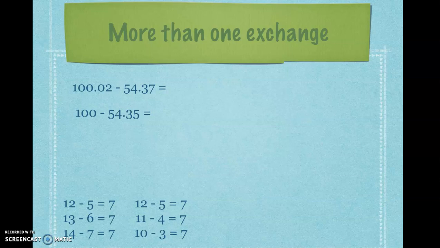And then I'm going to work it out mentally. And this time I will use a counting up strategy. So I'm going to count to my next whole number, which would be 65 hundredths, or 0.65. So I would now be at 55. And then from 55 to 100, I would count on 45. So my answer would be 45.65.